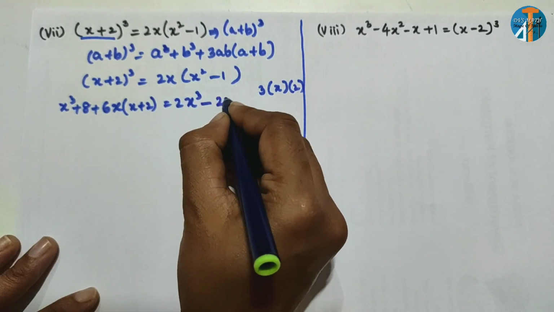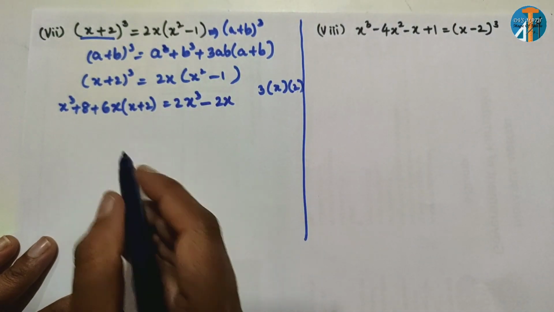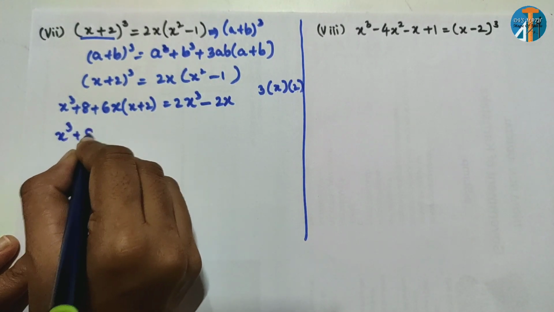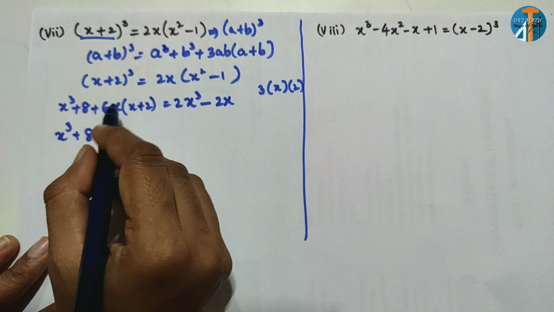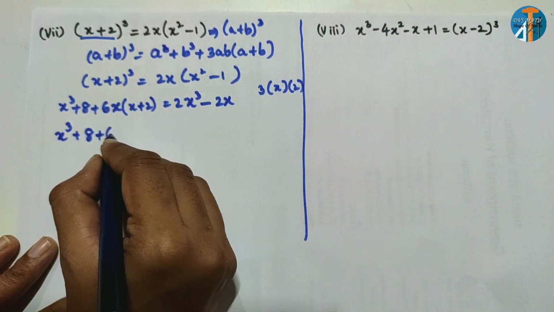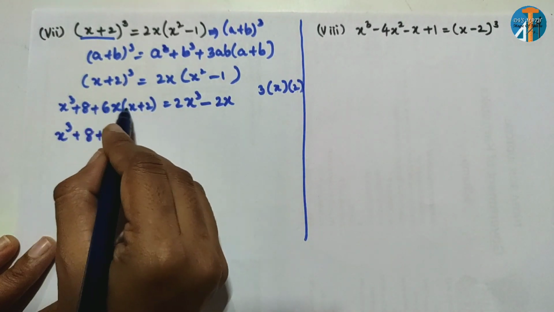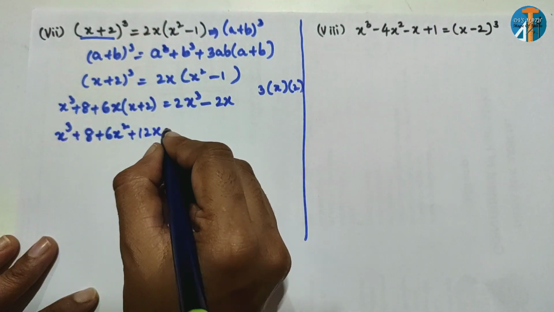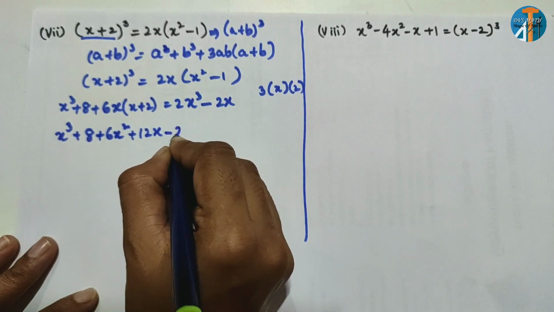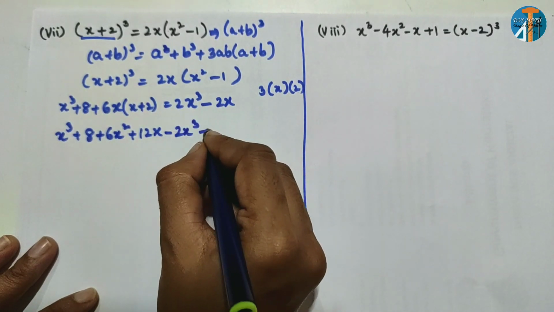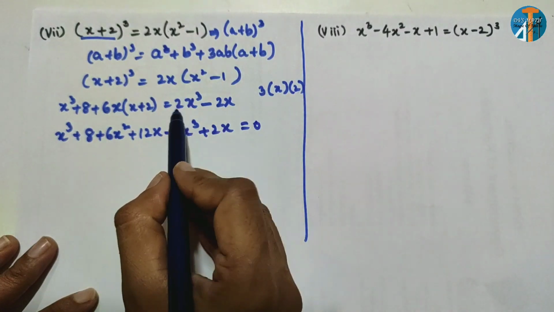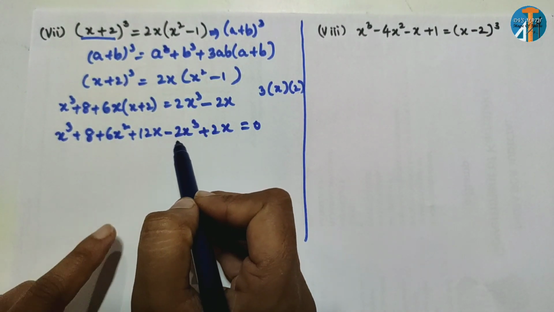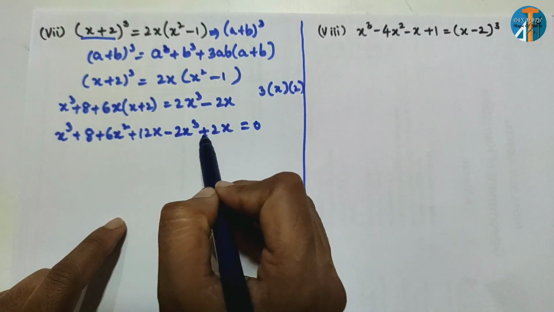So minus 2x. Now let us simplify this. x cube will be as it is, plus 8 will be as it is. Now the remaining 6x into x is 6x square, plus 6x into 2 is 12x. Now let us take everything to this side. So it becomes minus 2x cube plus 2x is equal to 0. Observe carefully: here it is plus 2x cube, it becomes minus 2x cube, and minus 2x becomes plus 2x.